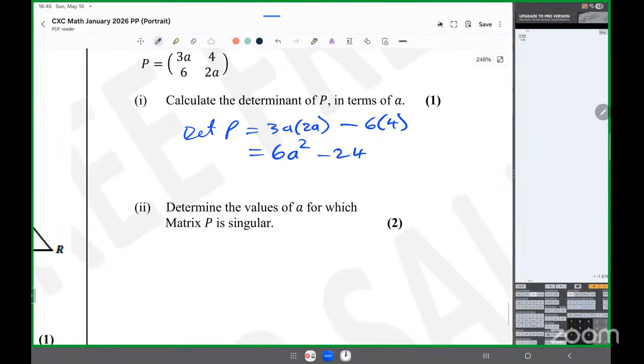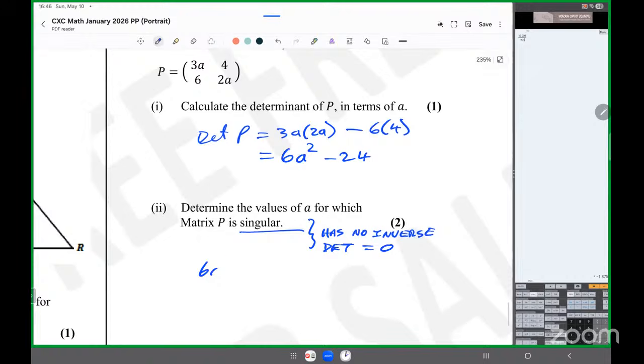It says determine the values, meaning plural, two values, more than one. Determine the values of a for which P is singular. Remember, if P is singular, it means it has no inverse. They could have said, determine the values of a for which P has no inverse. And it has no inverse because the determinant is equal to 0. So we're going to put this equal to 0 because it's singular.